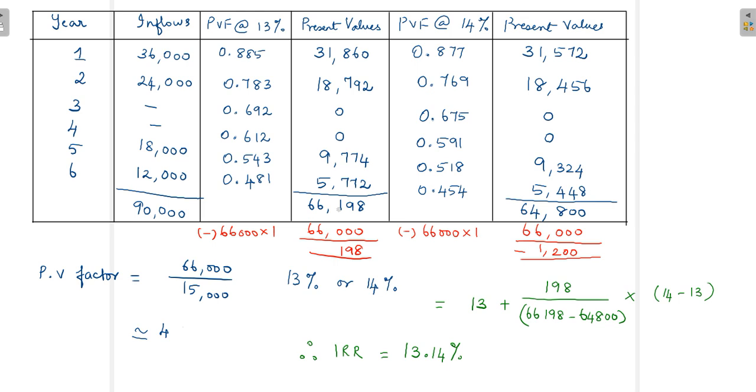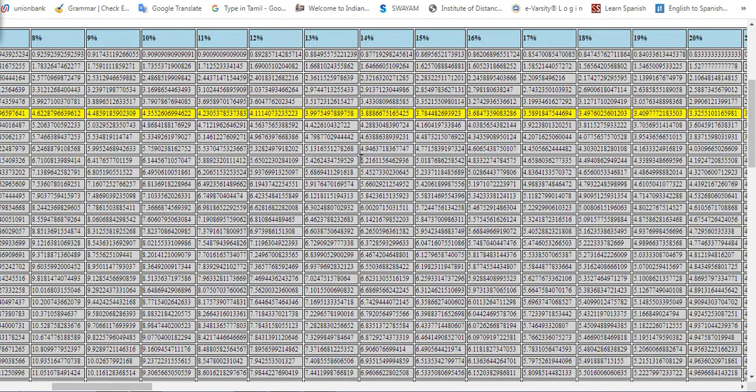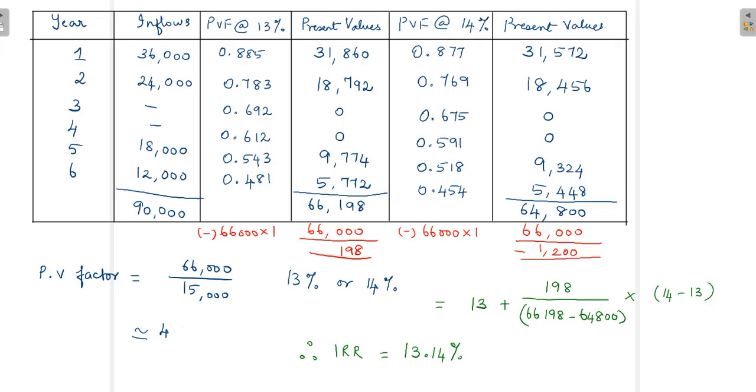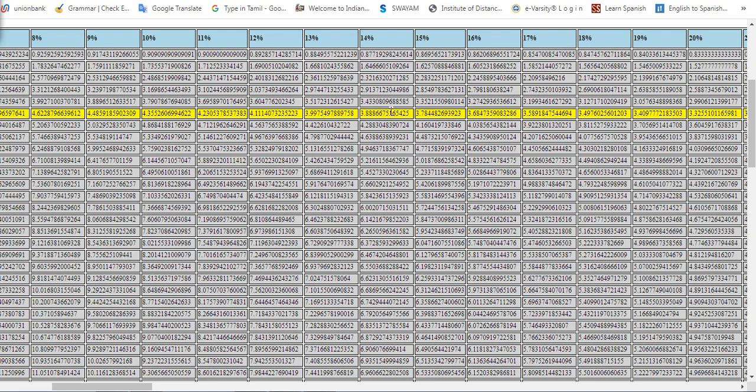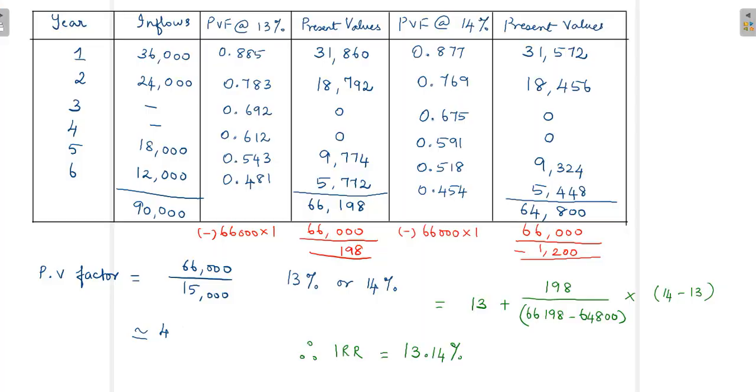We go to the annuity table and try to find 4. So here in this case it is 13% and 14%. We usually have to iterate to find the closest value. So here it is 13% and 14%. These are the two closest values to 4. Usually it is preferable to take the lower value.